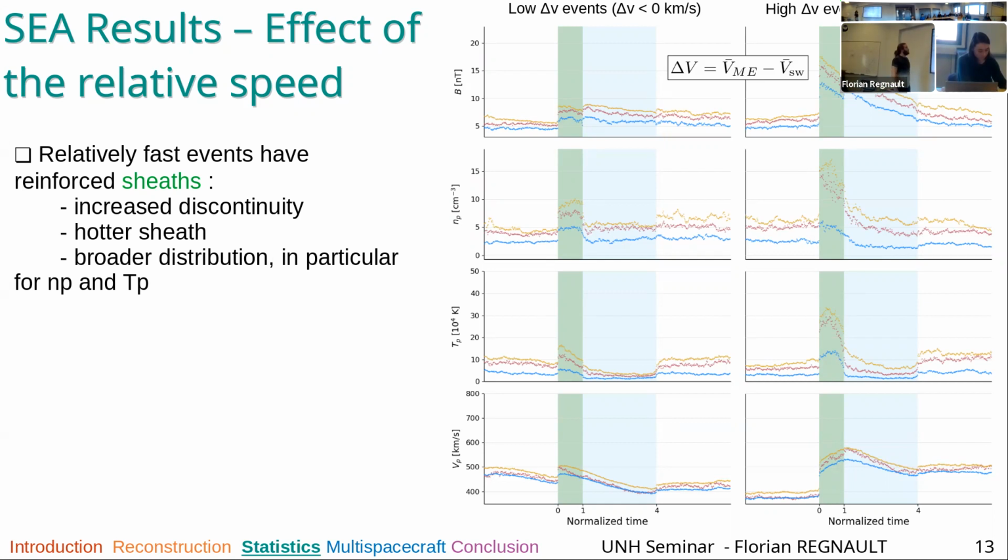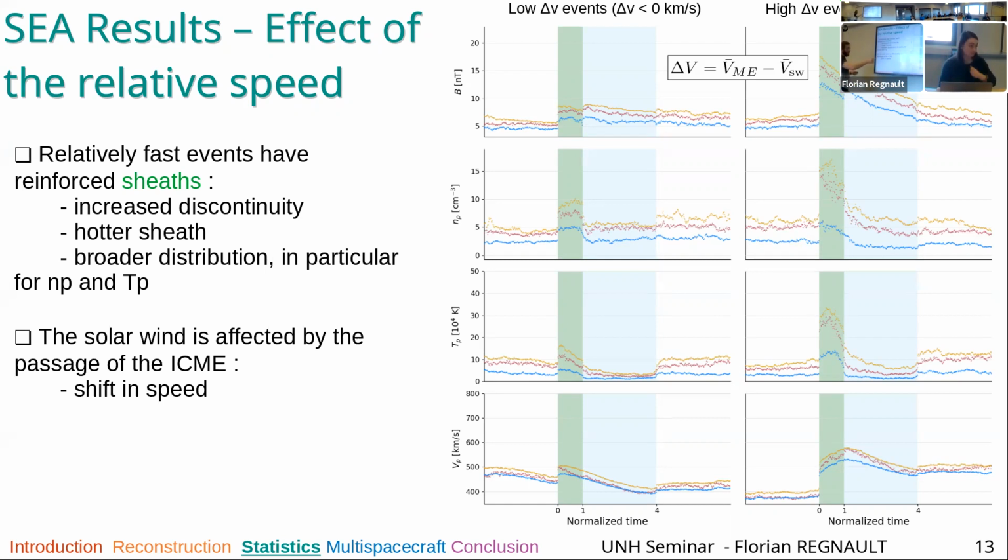And we also have a broader distribution for NP and CP, so density and temperature. You can see that the difference between the mode, the median and the mean is greater. This gap here shows the values are spread, and this is a trace of the widening of the distribution in this area. So that means that for relatively fast events, it's not just an increase of the temperature. It's not a shift of the distribution. It's a shift of the distribution plus a widening of the distribution.